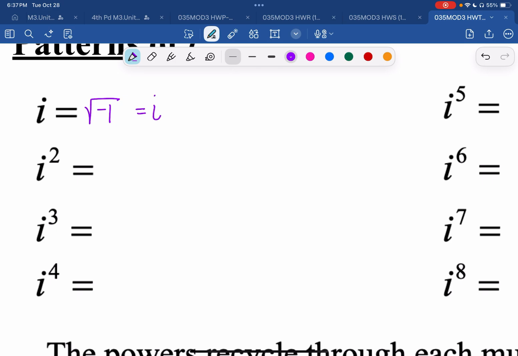All right, i squared. If I were to take that square root of negative 1 and square it, remember our squares and our square roots cancel, and I'm just left with negative 1. So i is i, obviously. i squared cleans up to negative 1. Okay, we've done those two. Let's look at i to the third.